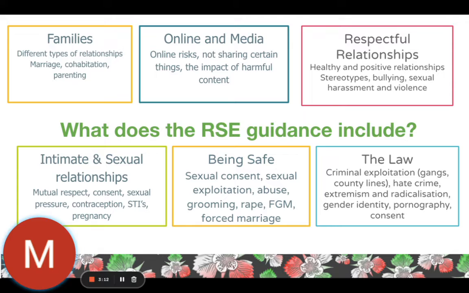Then intimate and sexual relationships, focusing on mutual respect, consent, sexual pressure, contraception, STIs, pregnancy. Then being safe, which includes, again, sexual consent, sexual exploitation, abuse, grooming, rape, female genital mutilation and forced marriage. And then the law, which includes criminal exploitation, looking at things like gangs and county lines, hate crime, extremism and radicalisation, gender identity, pornography and consent again. You can see with a lot of these topics there is an overlap between the different subheadings of them, and if you would like to see the full detailed list of the RSE guidance, the link is available on our website. As I said, this is just a snapshot of what each of these categories covers.